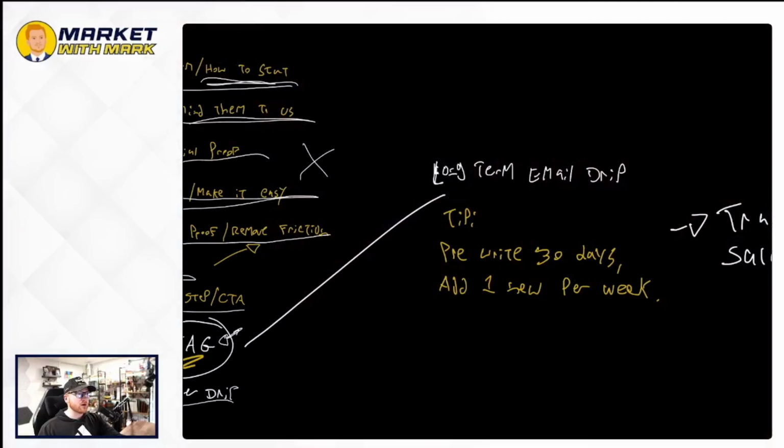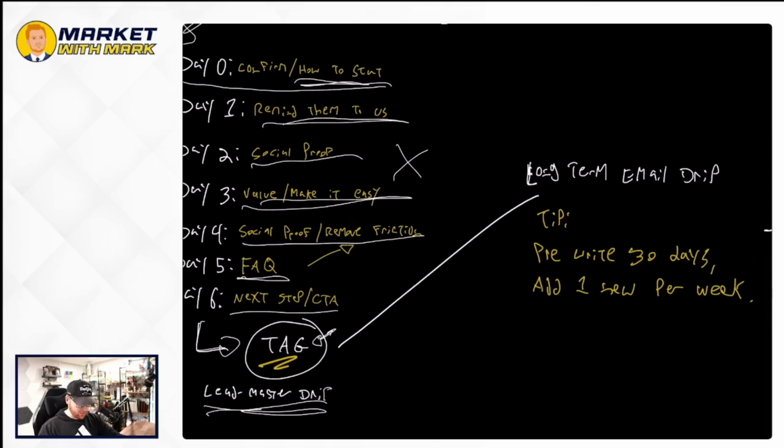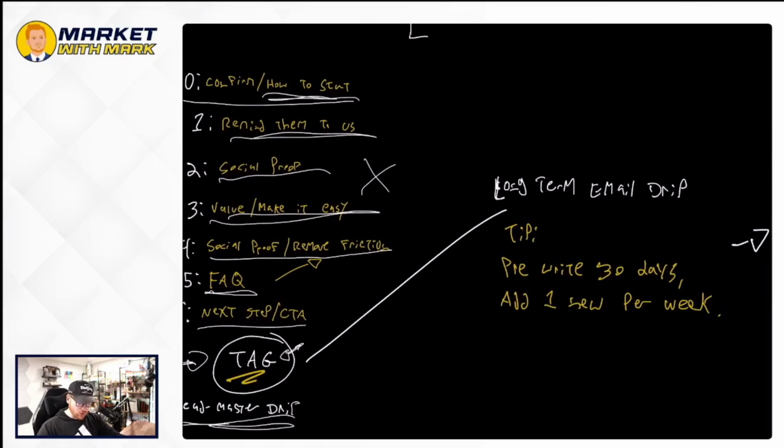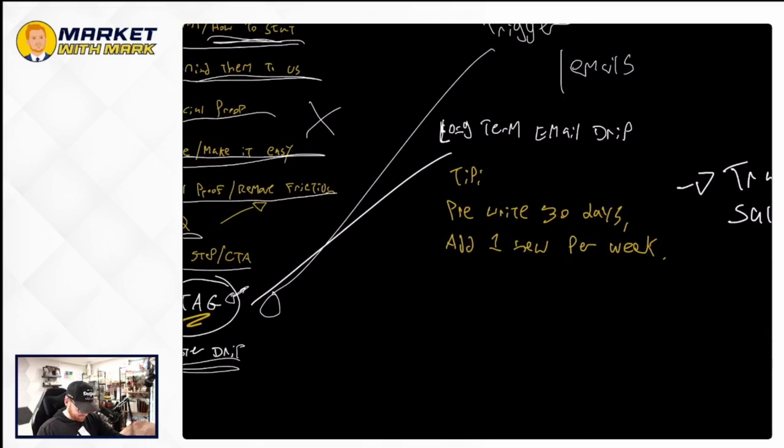So how I work this is they get a specific tag, right, that lead master drip tag at the end of the first 7-day workflow. And then I have a new workflow where the trigger is that this tag is added and then it starts the new emails. That's the easiest way to do it, in my opinion.